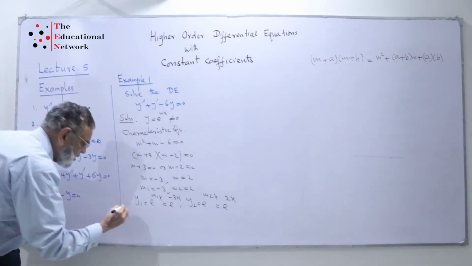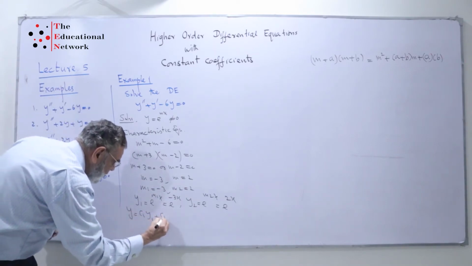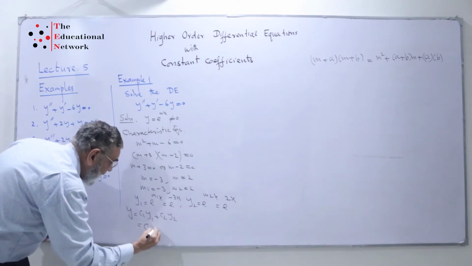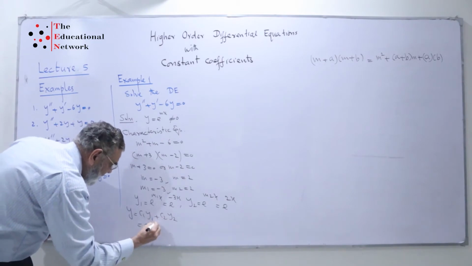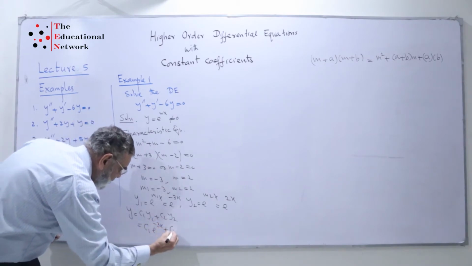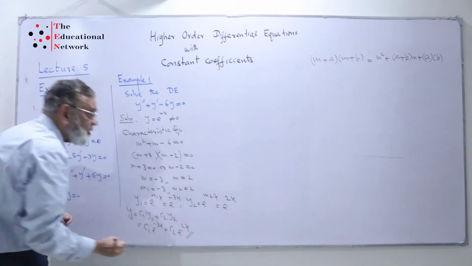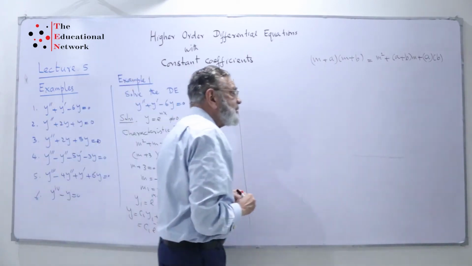Now they are linearly independent. We can write the general solution. y equal to c1 y1 plus c2 y2. I get c1 e to power m1x, that is minus 3x, plus c2 e to power m2x, that's e to power 2x. So this is the solution of my problem. So this is my example 1. I take the second example.